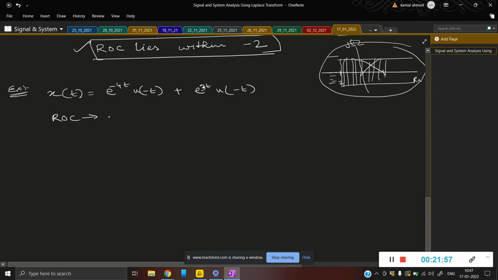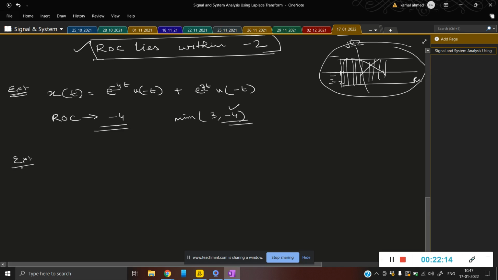So ROC is -4. Because e to the power at, where a is the pole, so यहाँ पे e to the power -4t, that is pole equal to -4 and it is 3. So ROC will be the minimum of 3 and -4. दोनों में से minimum है -4.